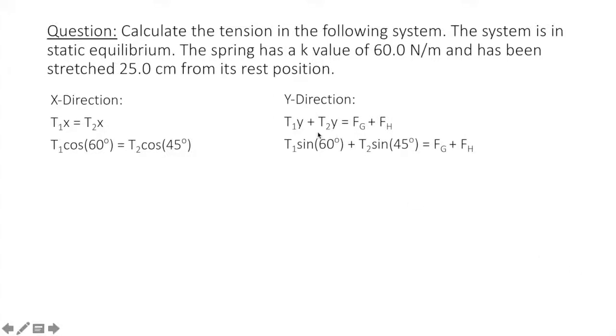On one side of the equation, you have all the forces that are acting upwards on the box, which is the y component of T1 and T2. On the other side of the equation, you have all the forces that act downwards on the box, which is Fg and Fh.